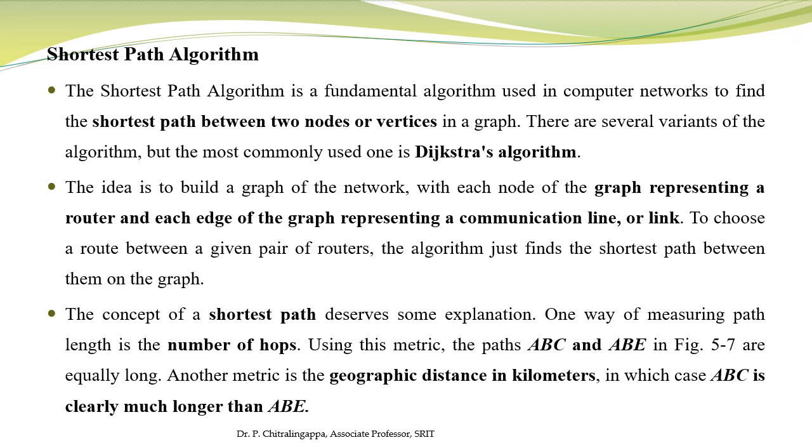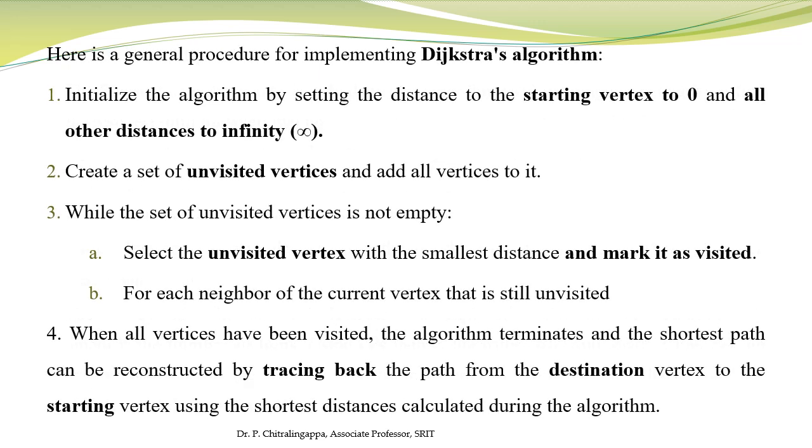The idea is to build a graph of the network, with each node of the graph representing a router and each edge of the graph representing a communication link or line. To choose a route between a given pair of routers, the algorithm just finds the shortest path in the graph. So this is the procedure of the shortest path algorithm.